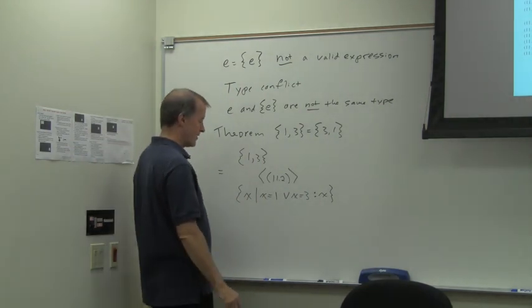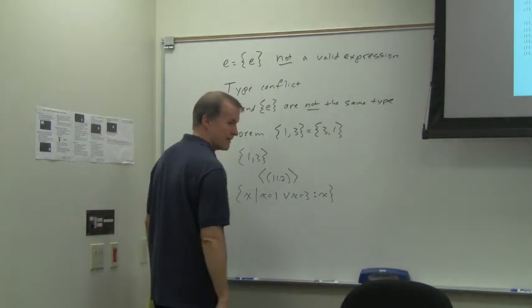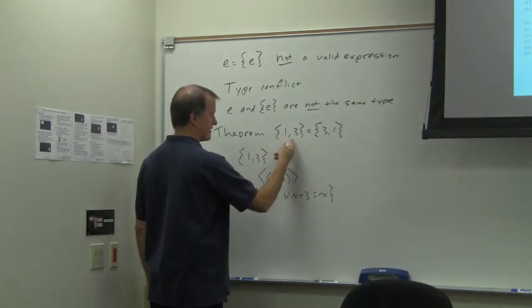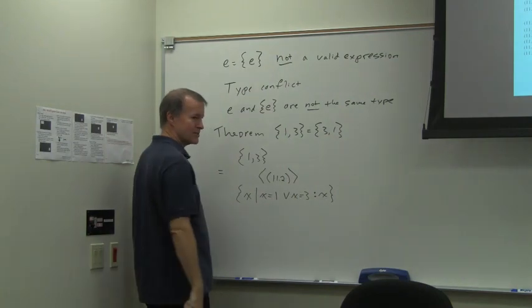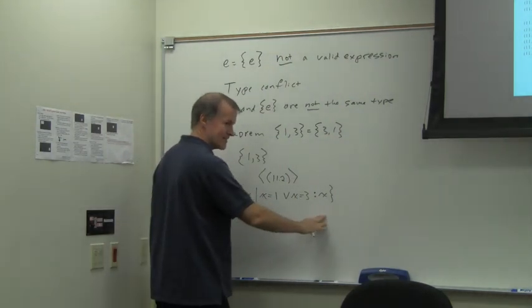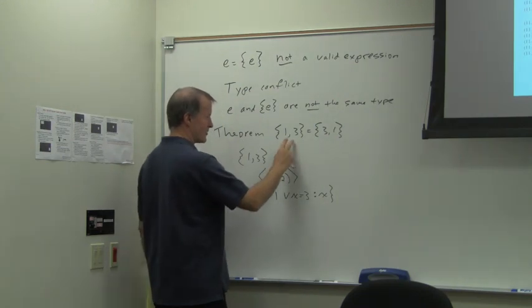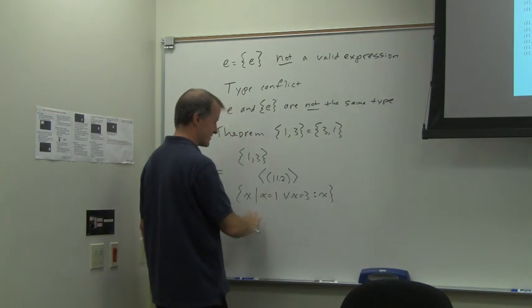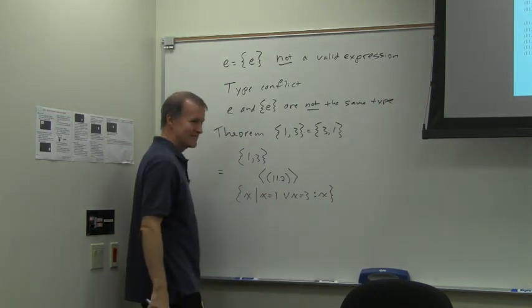Elizabeth, now what do you think we should do? Because we're trying to prove that this, so now what do you think we should do? Here we have this, and we're trying to prove this is this. So what do you think we should do?